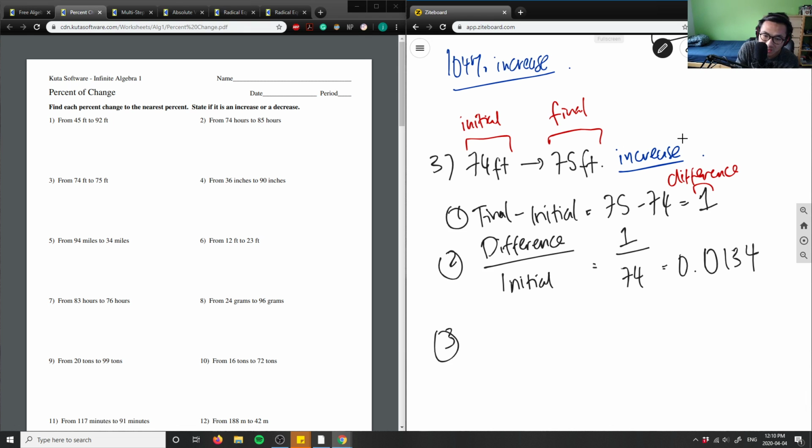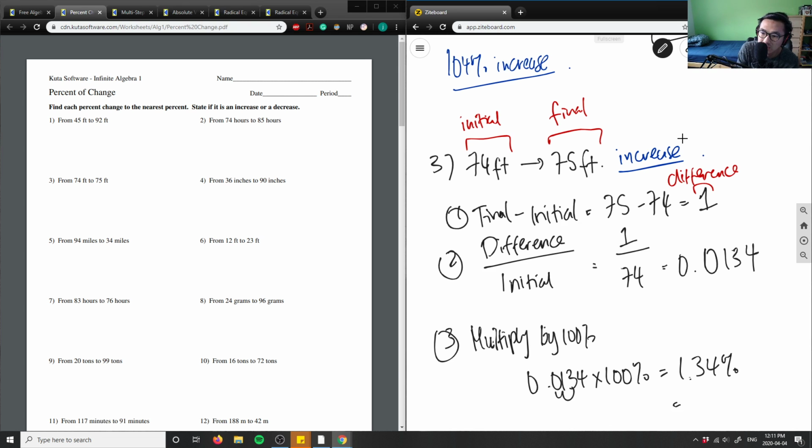And then step 3 is I have to multiply the decimal by 100%. So in this case, 0.0135 times 100%. When I multiply by 100, I move the decimal 2 places to the right. So 1, 2, and then I get 1.35%, and I'm going to round it to 2 decimal places because I was only given 2 digits. So this is 1.3%, and this is a percent increase, right?